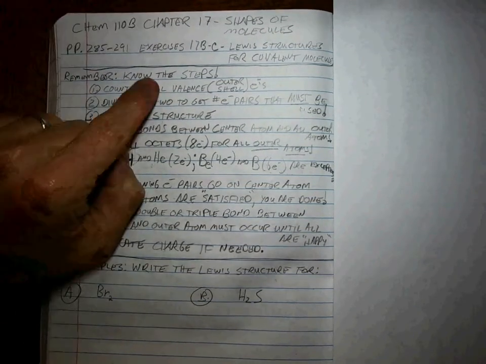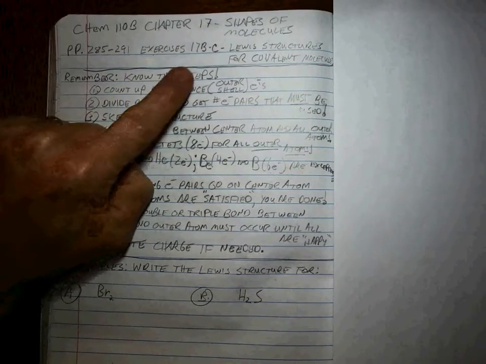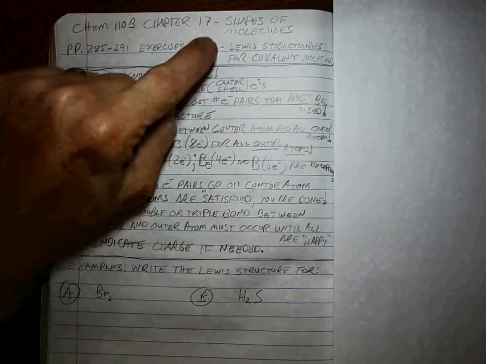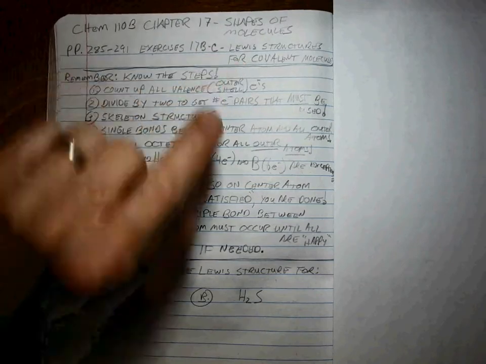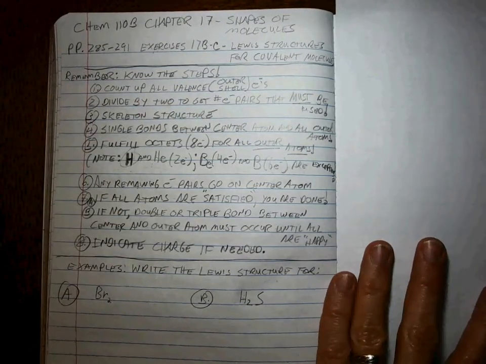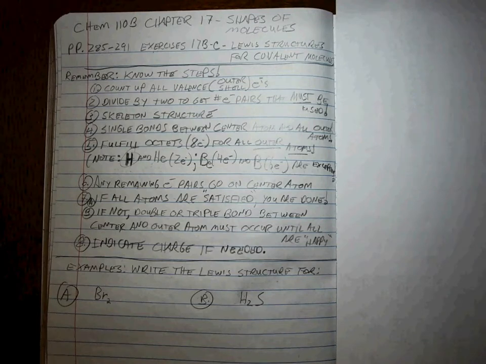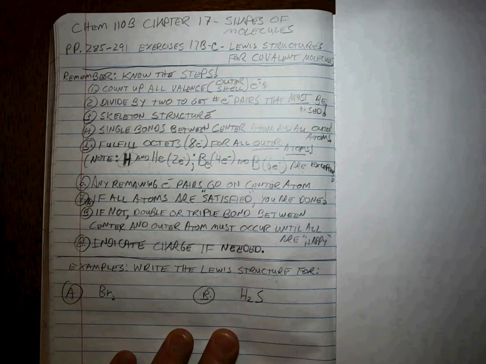Chapter 17, Chem 110B, exercises 17B and C have to do with Lewis dot structures for covalent molecules, which is the main part of Chapter 17. There are specific steps you have to go through. It seems like it's a lot, but whenever you go through them individually and specifically, it takes very little time, and once you get the system down pat, it's really pretty easy. But you have to know these steps.